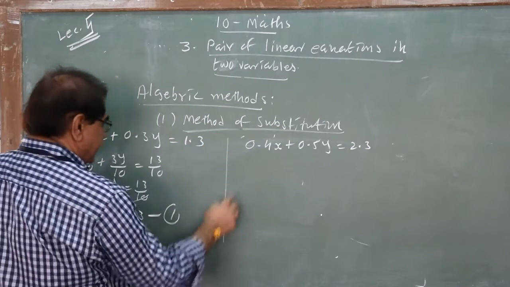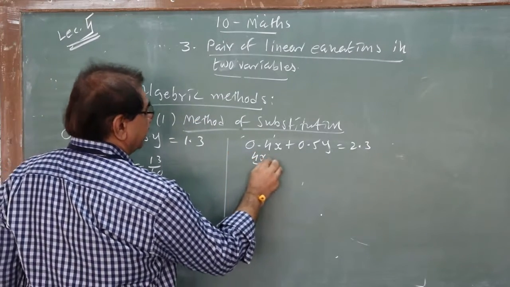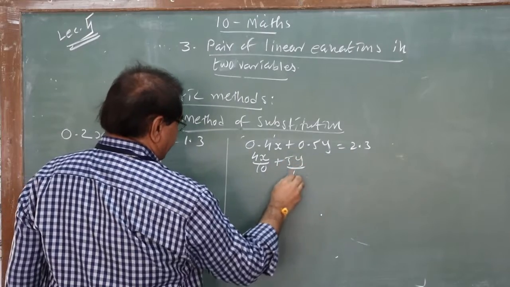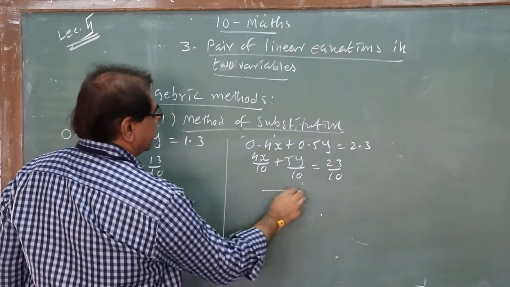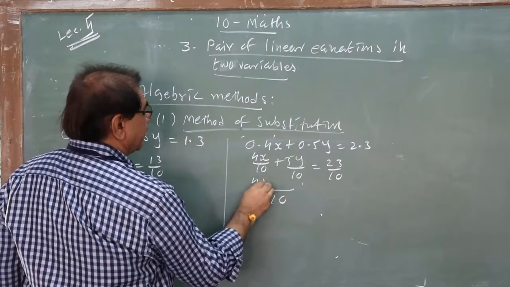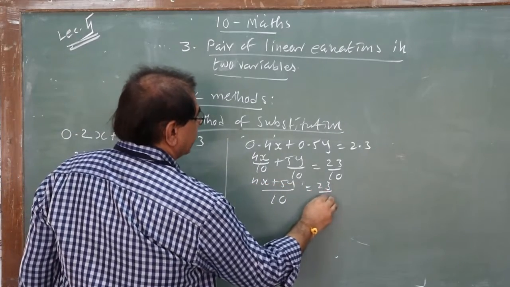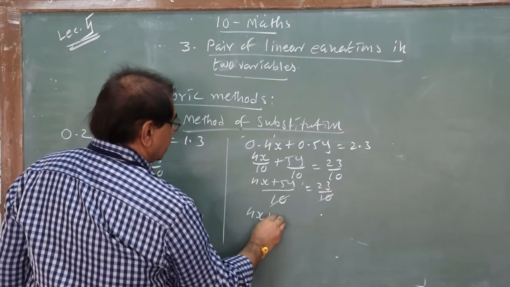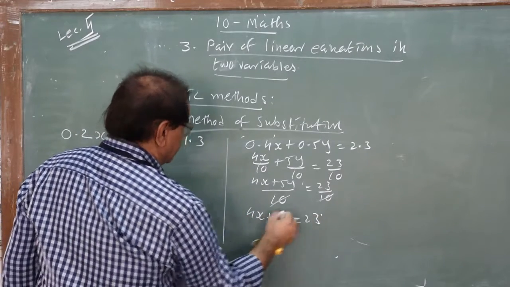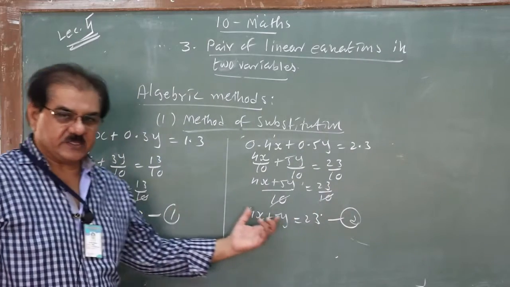Same thing to do with the second one. 4x upon 10 plus 5y upon 10 is equal to 23 upon 10. 10 LCM, 4x plus 5y is equal to 23 upon 10. 10 cancels, 4x plus 5y is equal to 23. Okay, you have got both the equations.